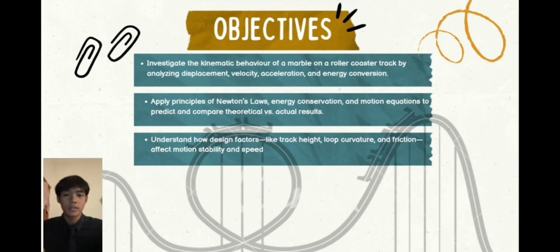Okay, next, the objectives of our project. First is to investigate the kinematic behavior of a marble on a roller coaster track by analyzing displacement, velocity, acceleration, and energy conversion. Second, to apply the principles of Newton's laws, energy conservation, and motion equations to predict and compare theoretical versus actual results. And third is to understand how design factors like track height, loop curvature, and friction affect motion stability and speed.